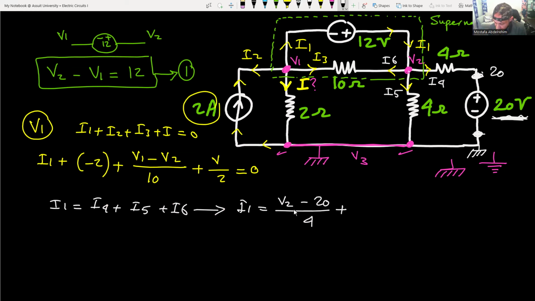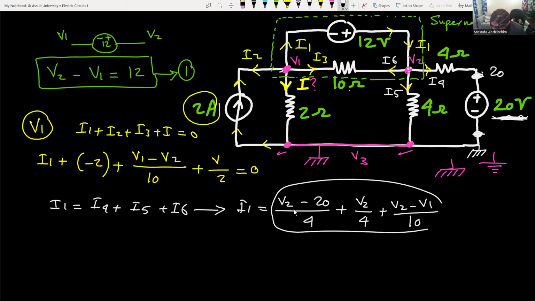What is I5? I5 is V2 minus 0 over 4. V2 minus 0, of course, will be V2 over 4. Plus I6. What is I6? I6 is basically V2 minus V1 over 10. V2 minus V1 over 10. So that's what we're going to do. We're going to take this thing here and replace this guy by all those three terms. So that's the complication that the supernode adds to you.